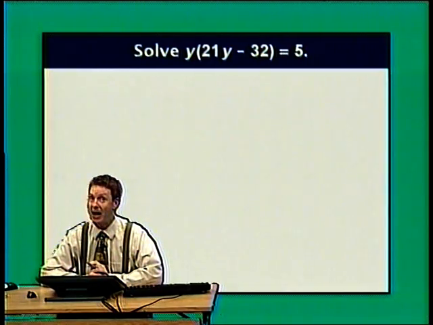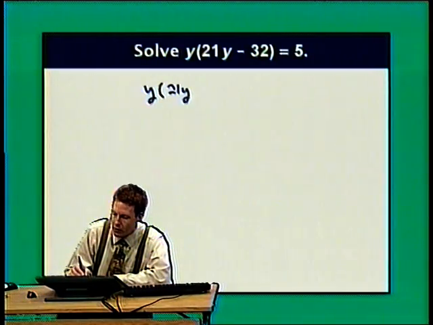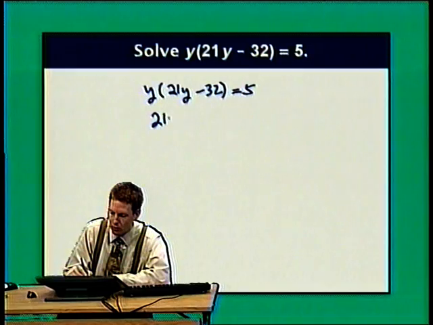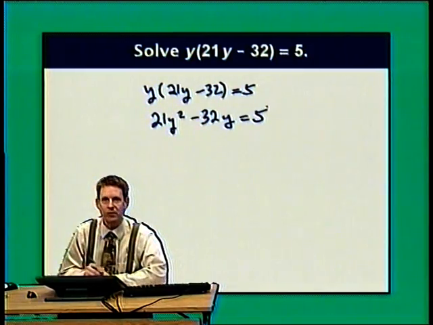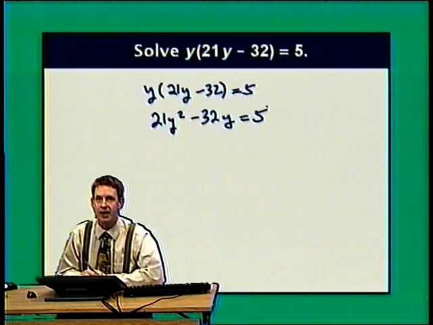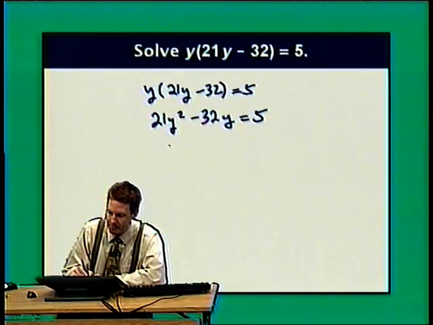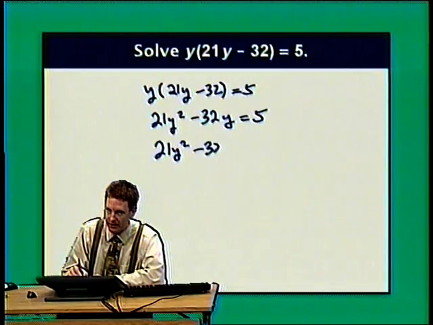We need to expand both sides of the equation. So we've got y times 21y minus 32 equals 5. Distributing y through the parentheses on the left, we have 21y squared minus 32y. That still equals 5. Since I want y squared to have a positive coefficient, I'm going to make the right side of the equation 0, which I can do by subtracting 5 from both sides of the equation. So now we have 21y squared minus 32y minus 5 equals 0.